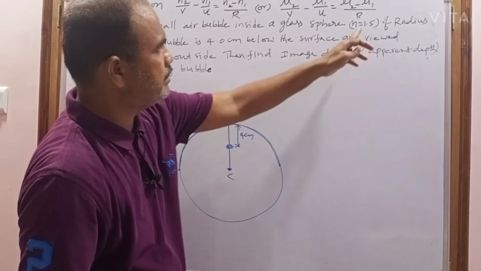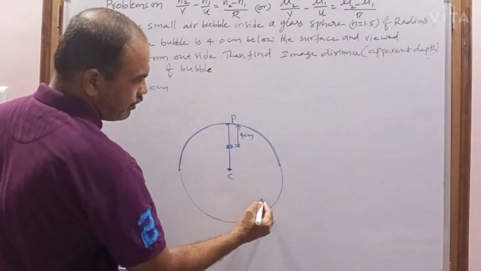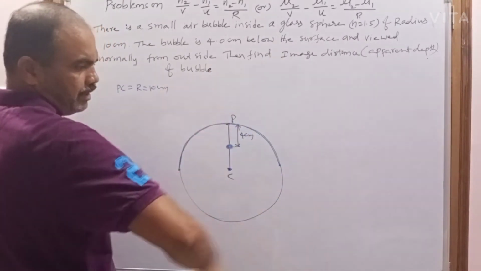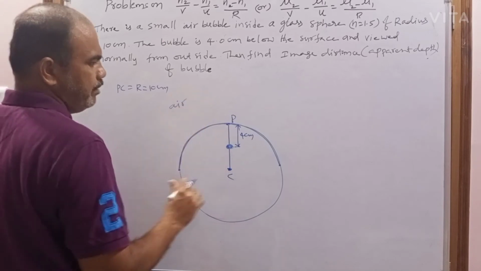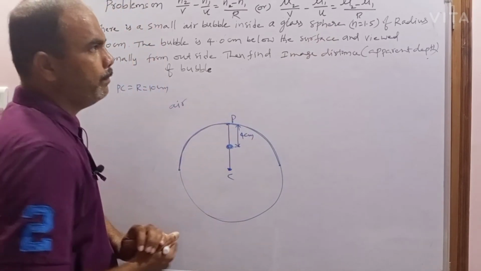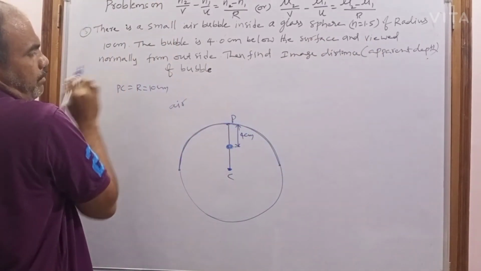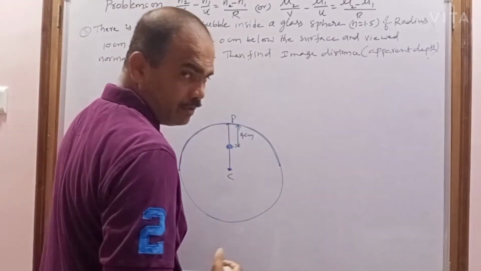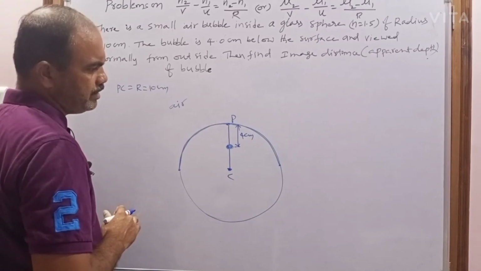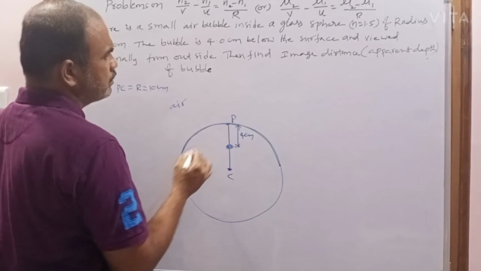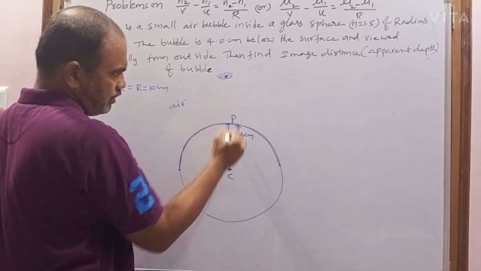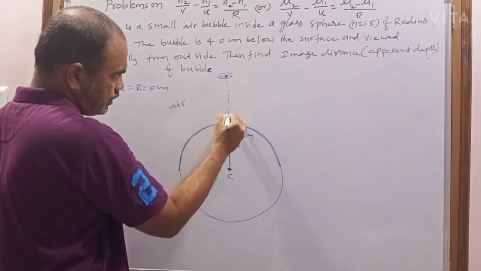Now what is the refractive index of the surface? Refractive index of the sphere is 1.5. And this is kept in where? Air. Around the sphere what is there? Air. Air is one medium and the glass sphere with its refractive index is the other medium. But in what way is the person viewing? The person is viewing normally. So normally means from where he was seeing the bubble. So when he was seeing from here, then only he can see the bubble normally. This is the normal.